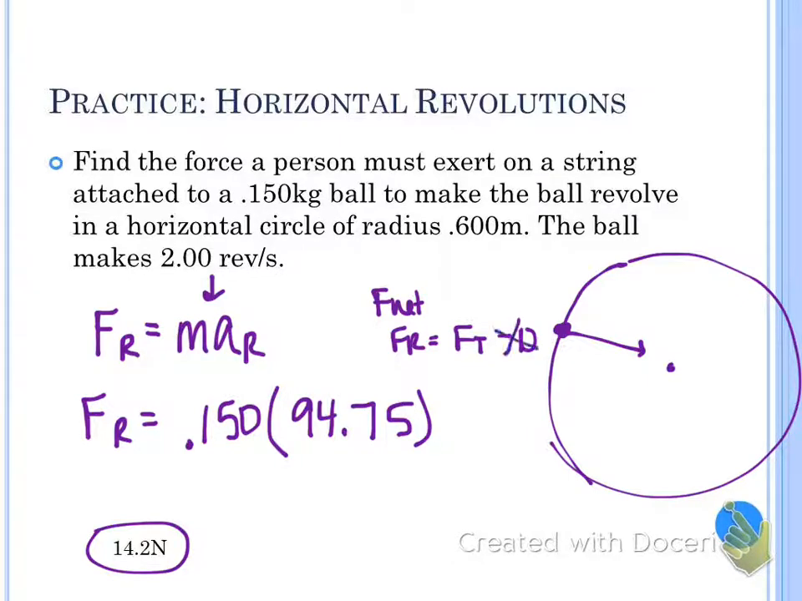So essentially all we did here was solve for the tension force, which is what was keeping it in motion, which we could also call the net force. Horizontally, we only have one thing acting on us. When we talk about vertically, it's going to change a little bit. But for right now, we're just looking at that one force. So why don't you try this one on your own?